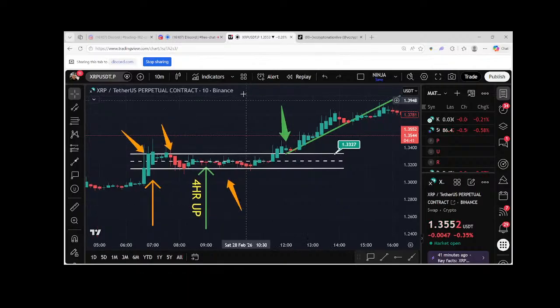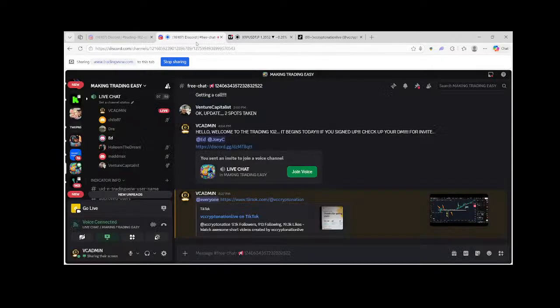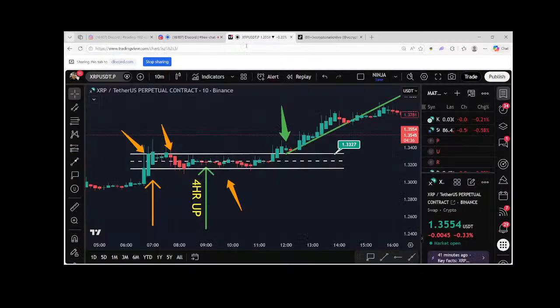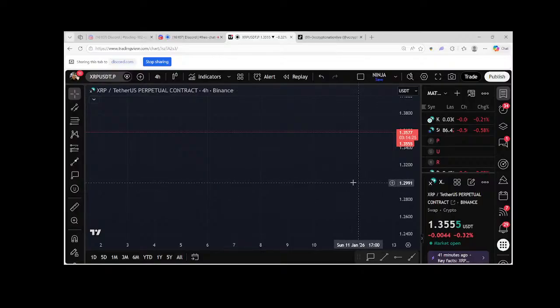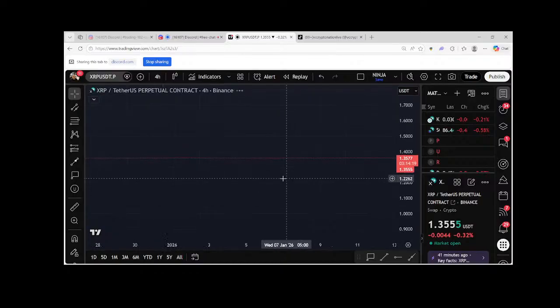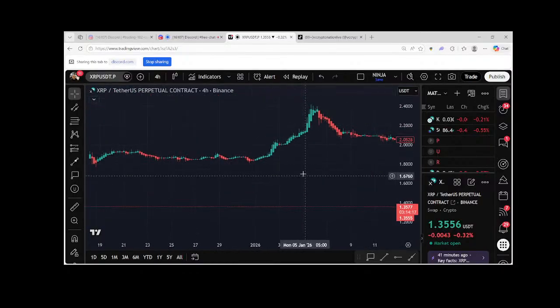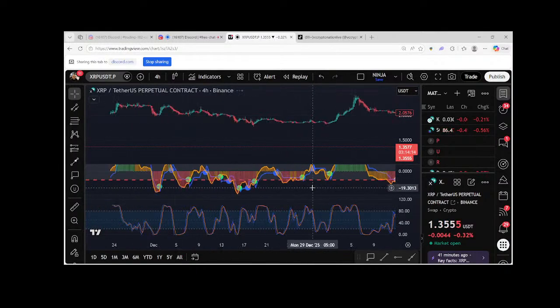VC, can you show me how that green arrow looks on the 4 hour? What do you want to see on the 4 hour? That long green arrow. Let me see what it looks like on the 4 hour. So on the 4 hour, we'll pull it back up here.